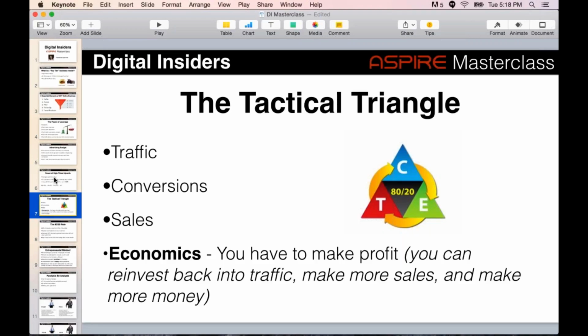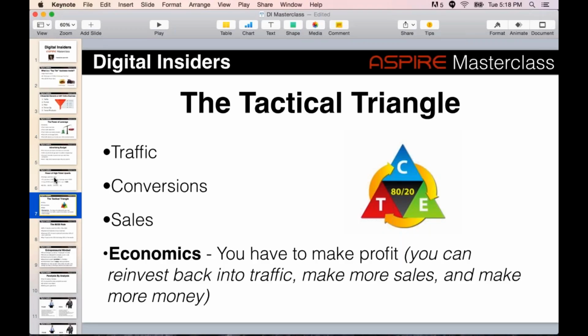Now, basically, all your traffic is paying for itself. So any of those high-ticket items that are sold, that's all pure profit for you, right? So that's the critical element. You have to be making a profit so that you can reinvest that money back into traffic, make more sales, and make more money. Let's say you're spending $1 per click, so $1 per lead.